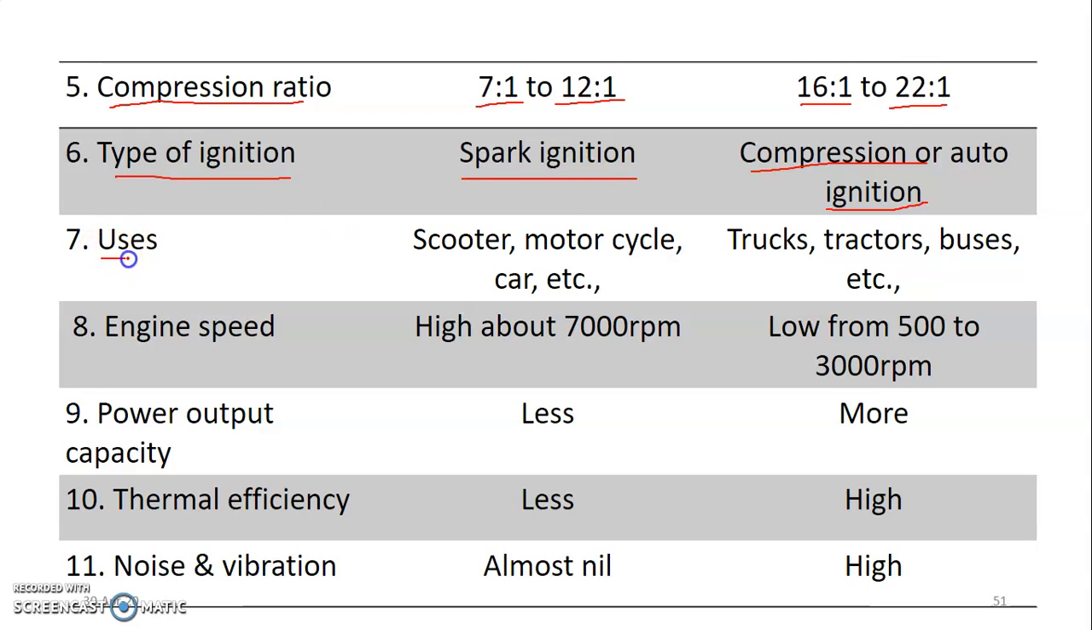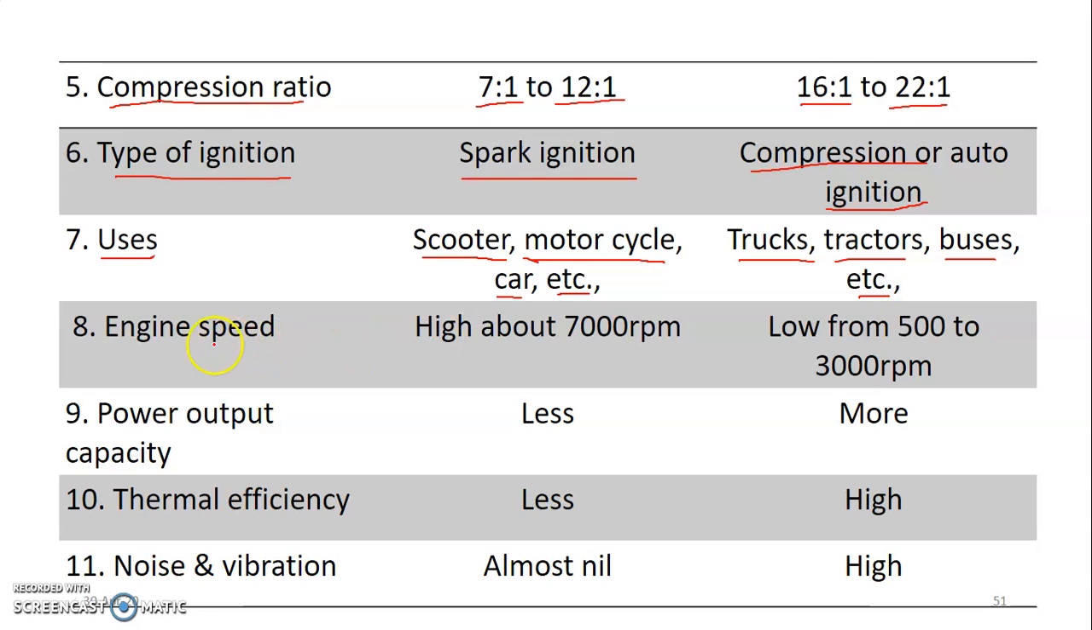So next, uses. Where are petrol engines and diesel engines used in vehicles? Generally, petrol engines are used in scooters, motorcycles, bikes, and cars, etc. Generally, in heavy vehicles you see only diesel vehicles, no petrol. Some of the cars are petrol, and some of the cars are diesel. So scooters, motorcycles, bikes, and cars generally use petrol engines. And diesel engines are used in heavy vehicles, trucks, tractors, buses, etc.